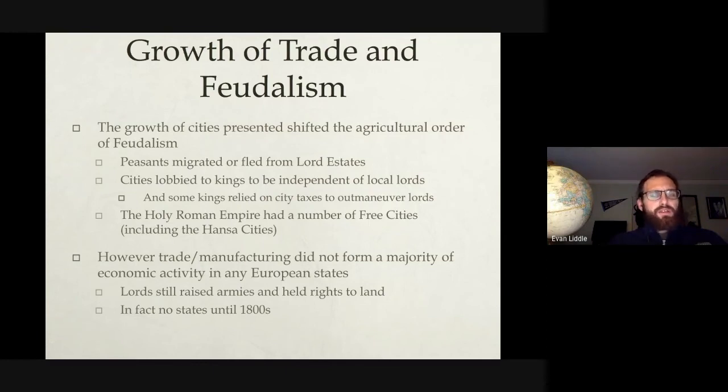However, manufacturing did not replace agriculture, and the lords of various kingdoms still held the right to the land, and kings would still rely on their lords to raise armies until the widespread adoption of gunpowder technology in the late 1600s. So feudalism may have been on the decline, but it was not going away anytime soon, just because a couple of Italian cities were doing some more trade than normal.